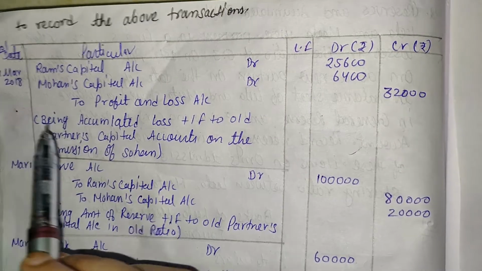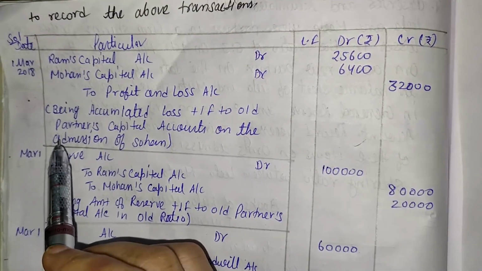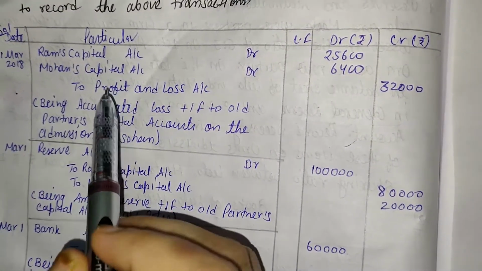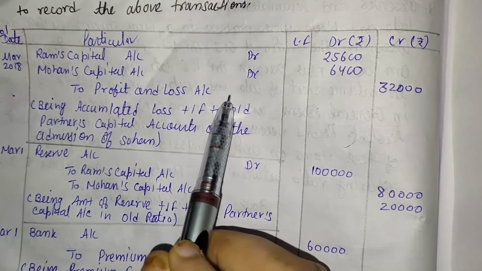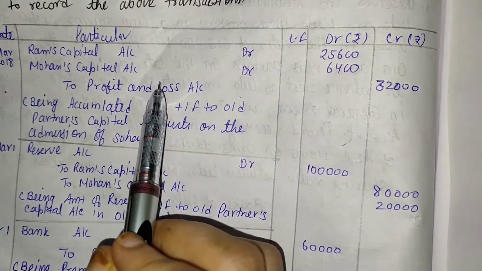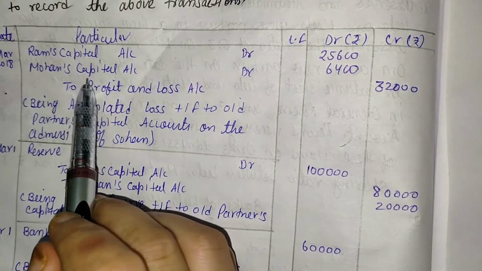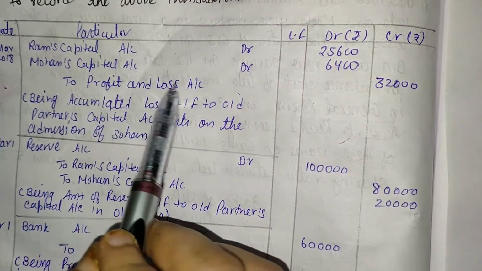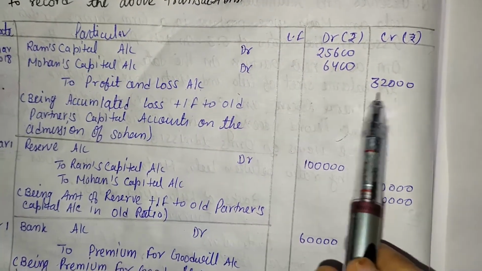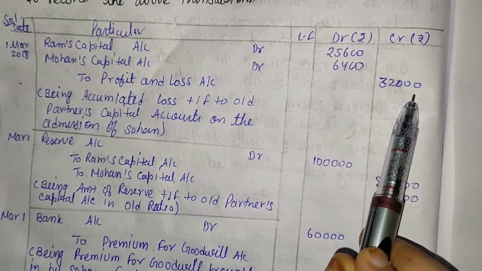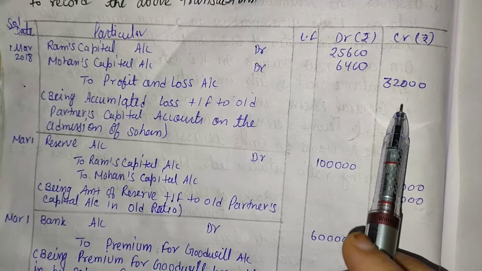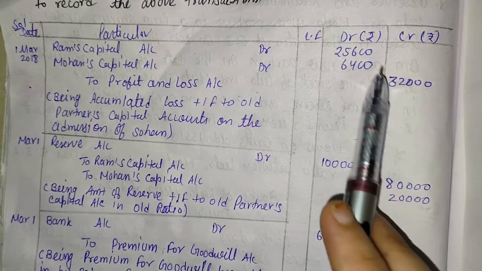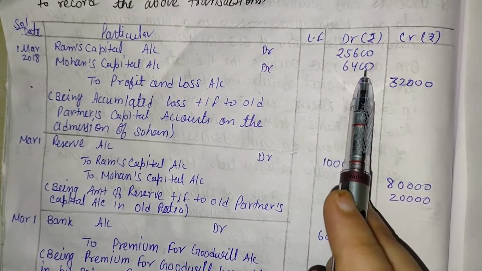So the solution is, first of all, the profit and loss debit balance is given. It means if a debit balance is given, it should be credited. So here the profit and loss account is on the credit side with the old partners' capital accounts. And who are the old partners? Ram and Mohan. So here it is Ram's capital account debit, Mohan's capital account debit to profit and loss account. The amount is 32,000, divided in the old ratio. And what is the old ratio in that case? 4:1. That is given in the question. So we divide 32,000 in the ratio 4:1, that is 25,600 and 6,400.